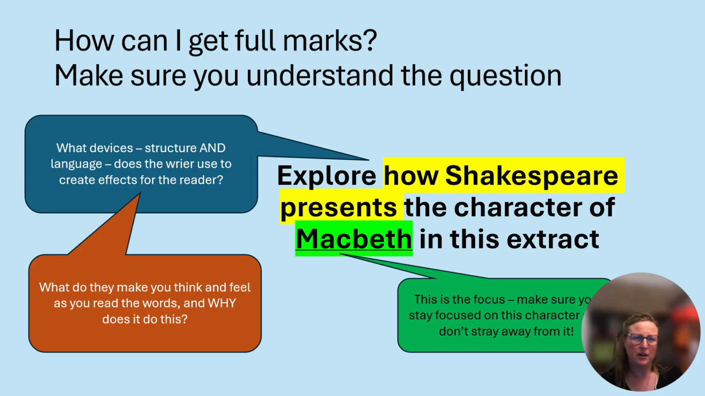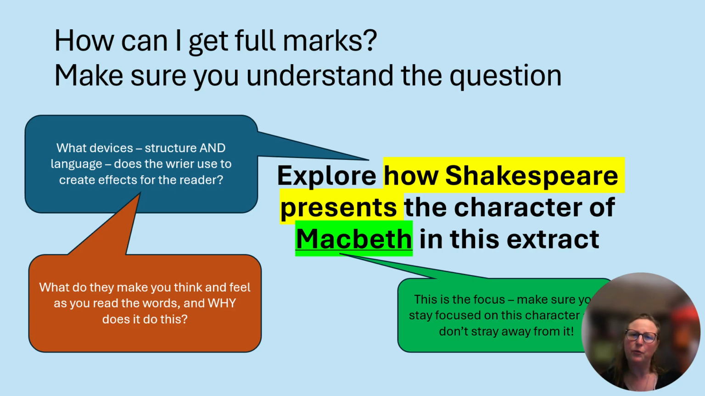In the orange box then, what they are asking you to do with that is think about how they make you think and feel as you read those words, and why they do that. The writer is always making choices. They're always using particular words and particular structures deliberately. It's not an accident. They're doing that because they think those are the best words to have an impact on you as a reader. So you need to think about why those words and those structural devices are doing that. What is it about them?